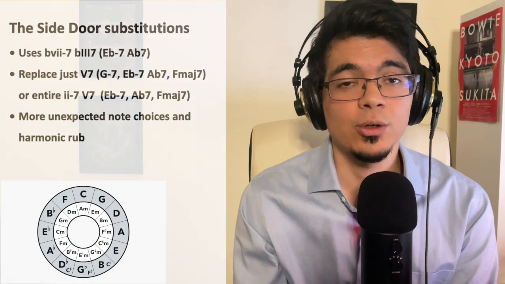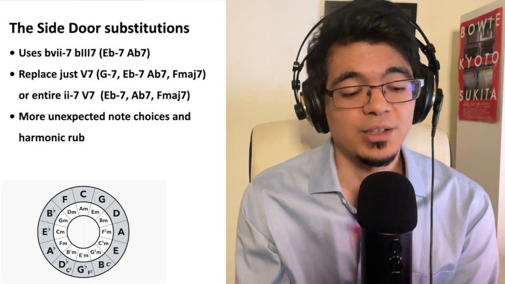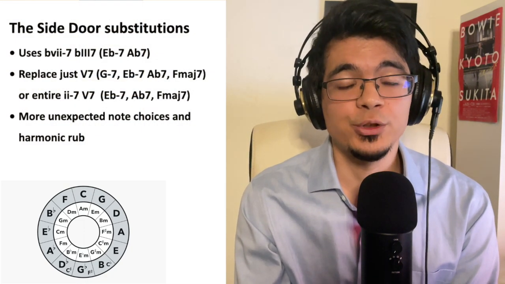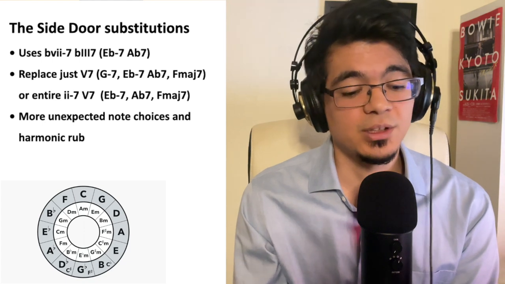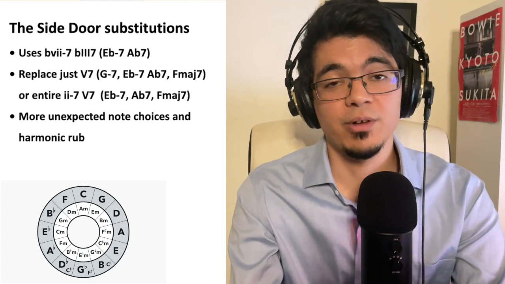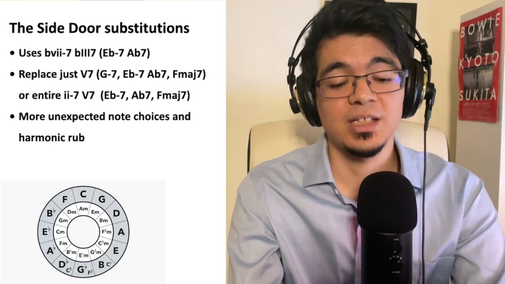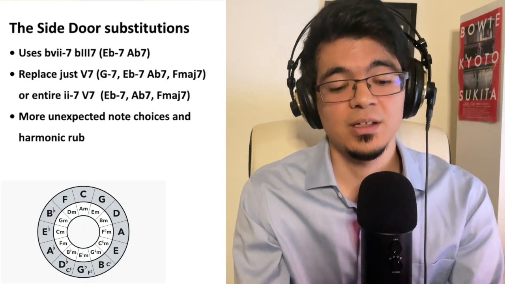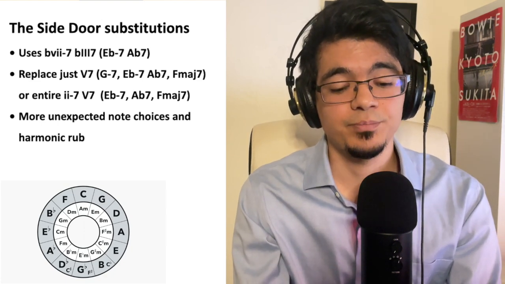This next substitution for our 2-5 replaces our 2-5 with that of 4 steps away in the flat lying direction on our circle of fourths and fifths, or in our case from the key of D flat major, and I often refer to as the side door substitution. It gives us the chord progression of E flat minor 7 to A flat 7 to F major 7.